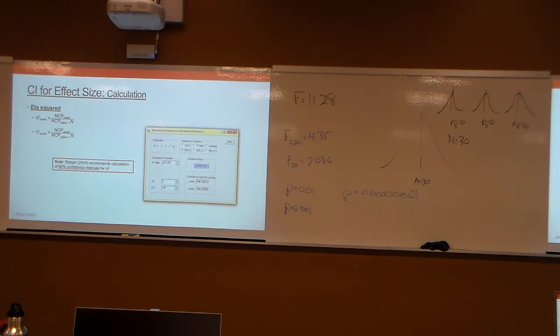So make sure your 90% confidence interval here is checked. Hit compute. This is going to give you your upper and lower limit for your non-centrality parameter. And then it's easy. Just take your lower divided by your lower plus n. That's going to give you your lower limit for eta squared. Upper divided by upper plus the number of total people you have in a study.